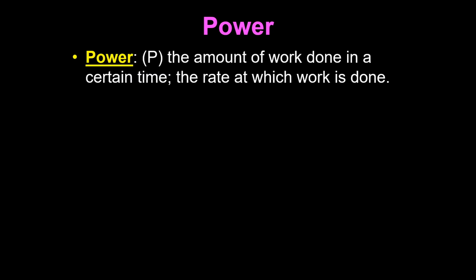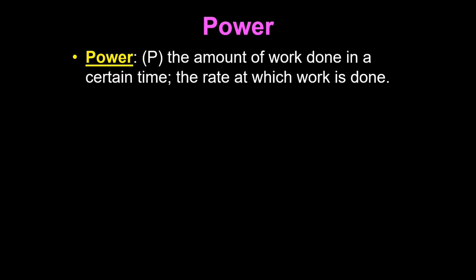And there is a difference between work and power that I will highlight a little bit later, but all you really need to know is that work is the transfer of energy that occurs when an object moves, and power is really just how fast, or the rate at which work is done. So power is the amount of work done in a certain time, or just really the rate at which work is done.